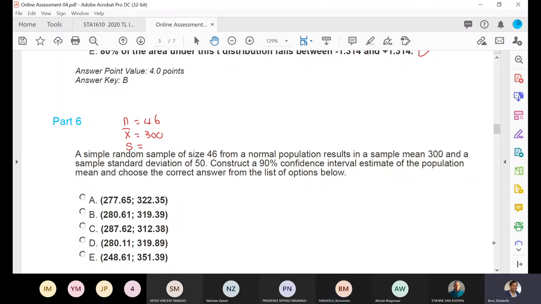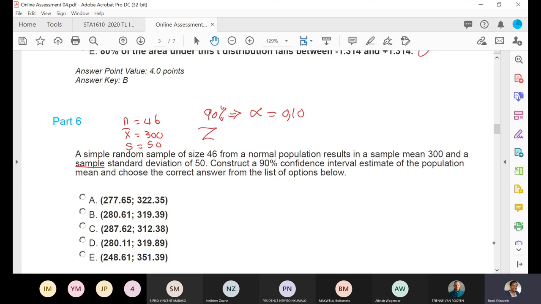And on this one, it's easy to recognize because they did say a sample standard deviation. On the other one, they didn't say, but you need to be able to read the question in order to identify whether this is the sample or the population. The sample standard deviation is 50, and they're asking you to construct a 90% confidence interval, which means your alpha will be equal to 0.10.